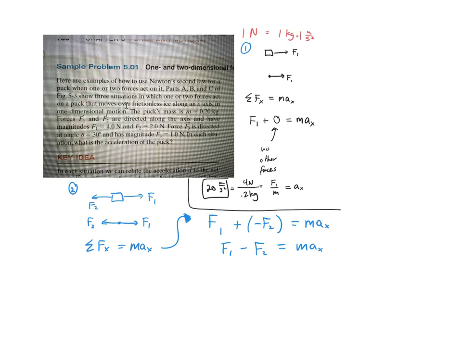Kind of. So divide by M, and there's the acceleration. F1 is given as 4, F2 is given as 2, all over 0.2, which will yield an answer for acceleration of 10 meters per second squared.